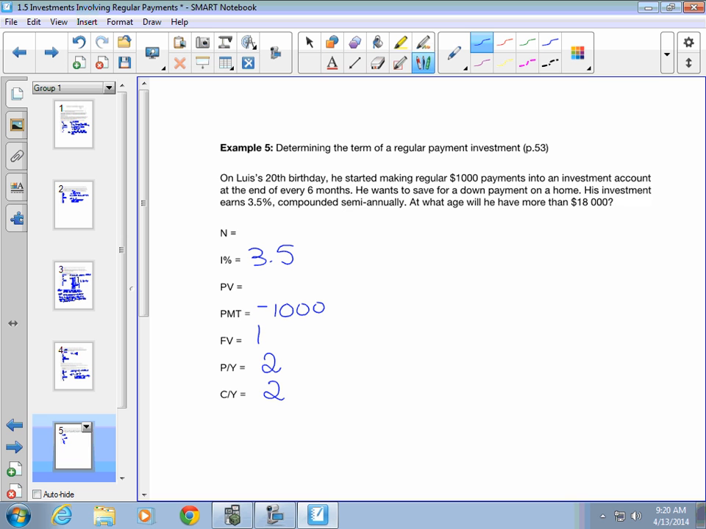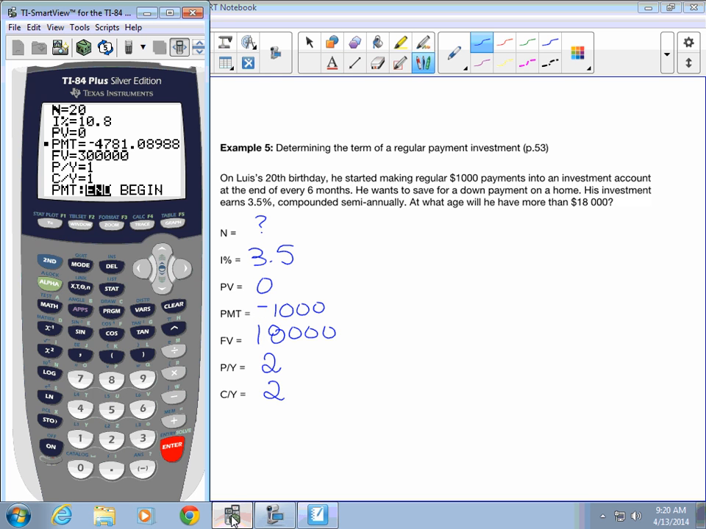So we want a future value of 18,000. Present value is 0. We want to know how long this is going to take him. Calculator. So we don't know n. Put it as 0 if it helps you remember to come back there. It's 3.5% interest. He's starting at 0. He's putting in $1,000 twice a year. He wants to have $18,000. He's paying it twice a year, and it's compounded twice a year.